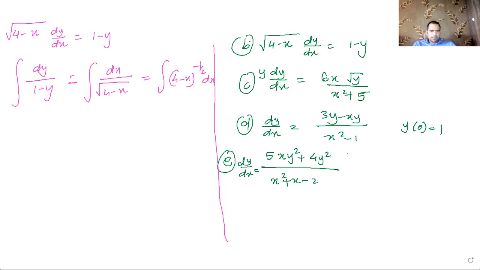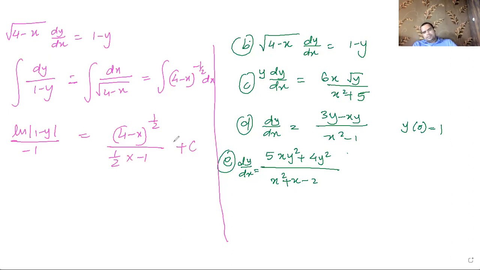Now you integrate this. So this will be ln absolute value of 1 minus y over negative 1 equals the integration of this, which will be 4 minus x to the power negative half plus 1, which is half, upon half, and then divide by the coefficient of x, which is negative 1, plus c. So that's your normal integral here. So it'll be ln absolute value of 1 minus y equals, this is nothing but negative 2 square root of 4 minus x plus c.